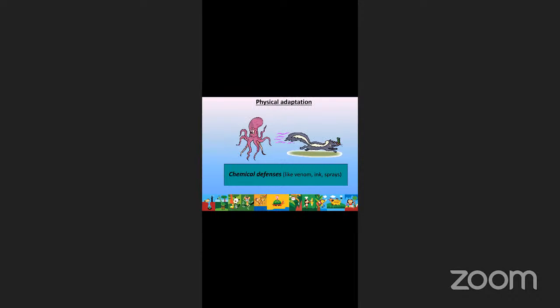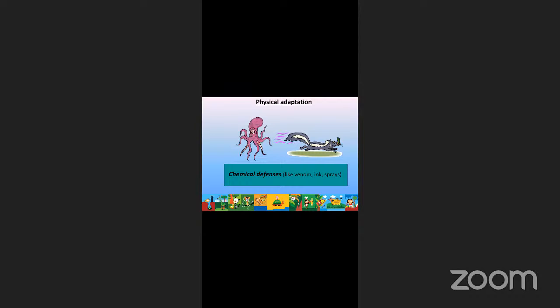Then another one is chemical defense. Chemical defense is nothing but the production of some chemicals. Chemicals include venom, ink, sprays. Certain organisms or animals, to protect themselves, produce some kind of chemicals within their body, and they release the chemicals to stop the attack on them by predators, and they protect themselves.